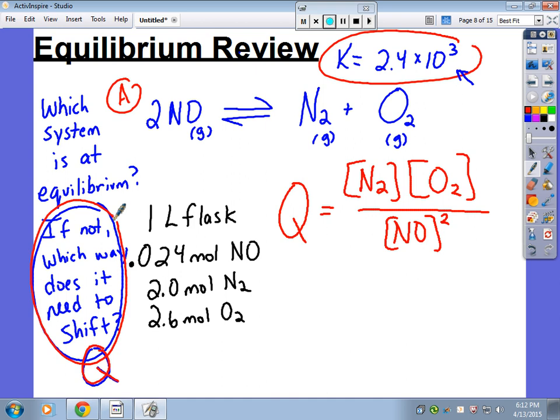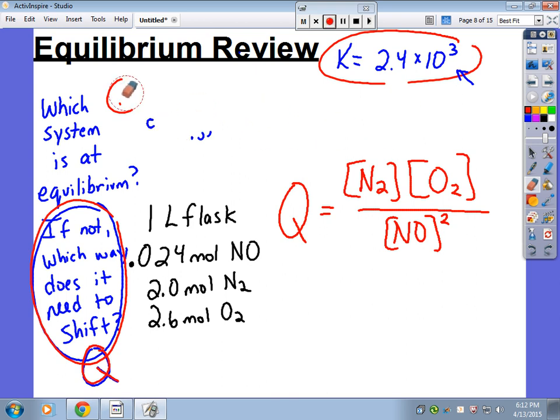Now, what goes in these brackets? Well, what goes in the brackets is molarity. So how do you do that? Well, to find molarity, don't you need to do moles over liters? So what's true here? For NO, I have 0.024 moles per 1 liter, using these values right here.